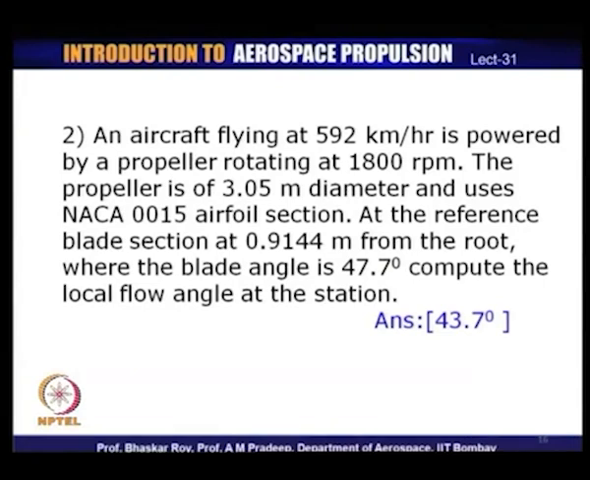The propeller is of diameter 3.05 meter and uses a NACA 0015 airfoil section, which are very standard old NACA airfoils. At the reference blade section at 0.9144 meters from the root, the blade angle is 47.7 degree. Compute the local flow angle at that station. Again, a very simple problem.